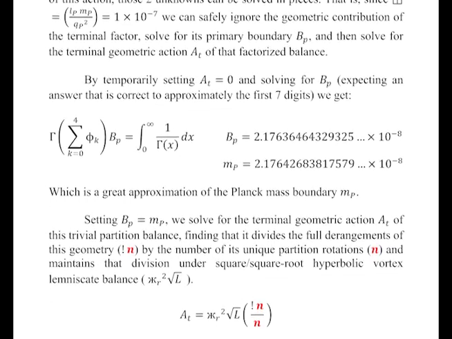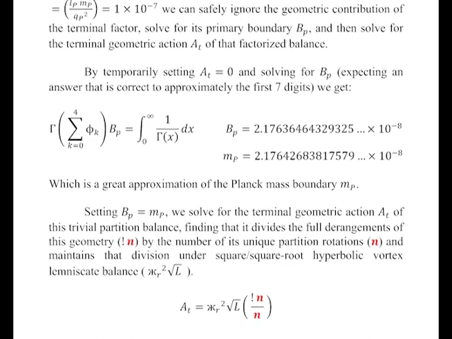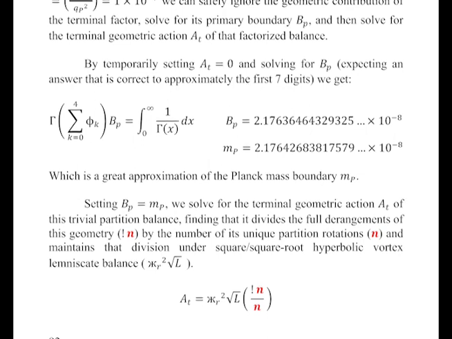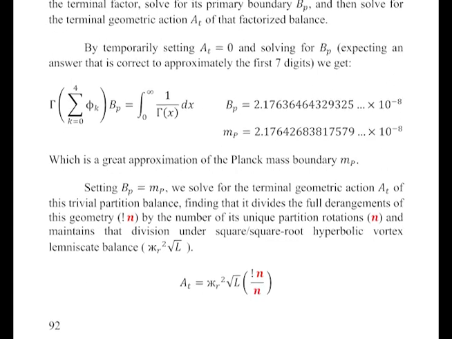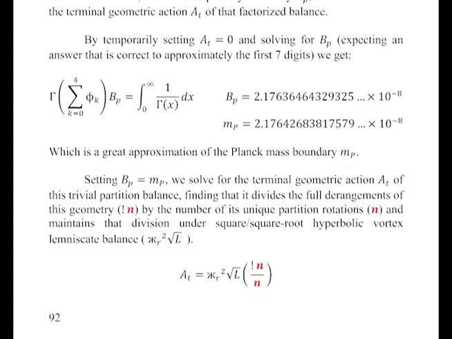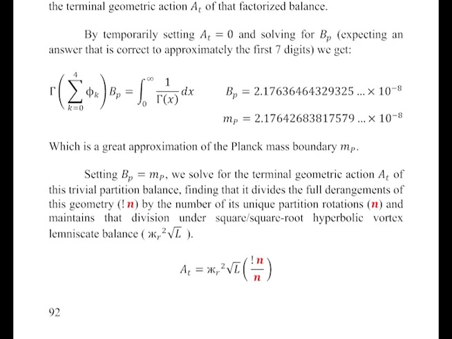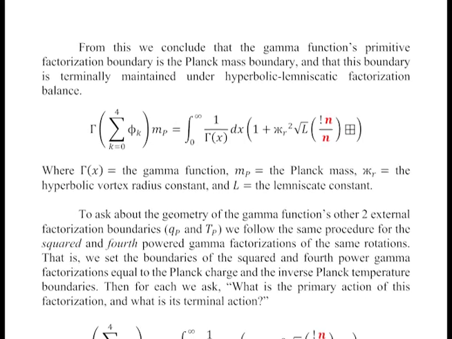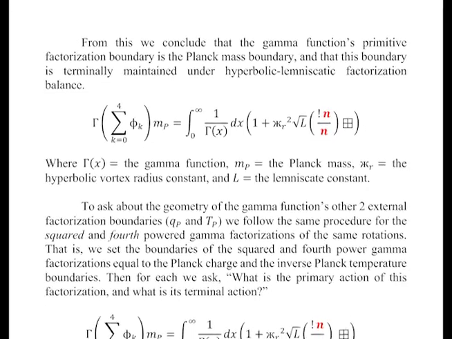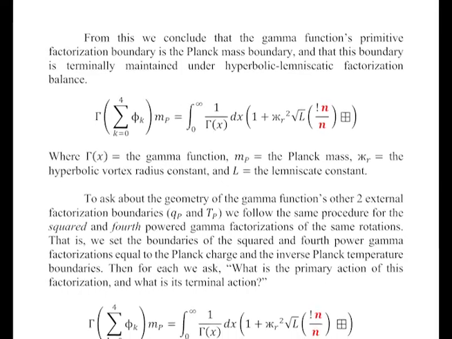Now, what is the terminal geometric action of this factorization? To get this, we set our primary boundary equal to the Planck mass boundary, and then we solve for the terminal action. And when we do this, we find that its terminal action divides the full derangements of this geometry by the number of its unique partition rotations and maintains that division under square root hyperbolic vortex lemniscate balance, determined by the hyperbolic vortex radius constant squared and the square root of the lemniscate constant. From this, we conclude that the gamma function's primitive factorization boundary is the Planck mass boundary, and that this boundary is terminally maintained under hyperbolic lemniscate factorization balance.